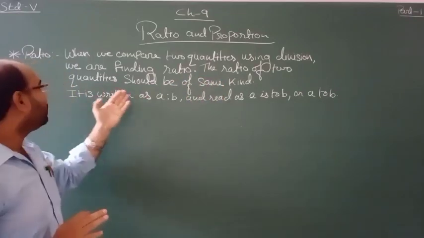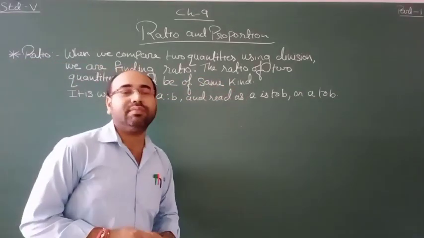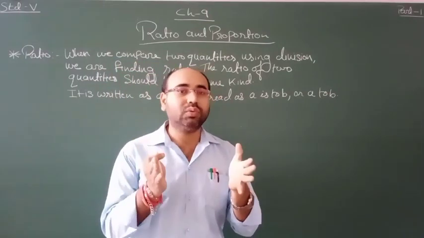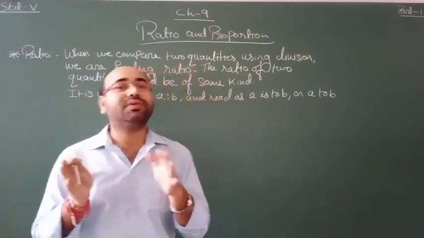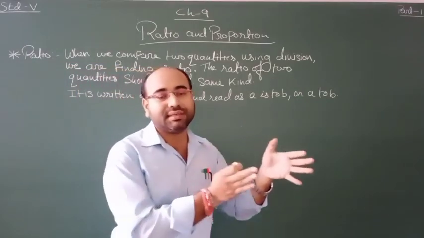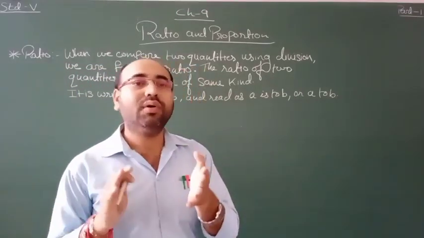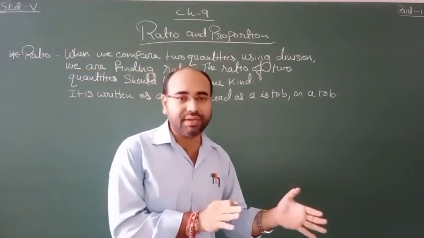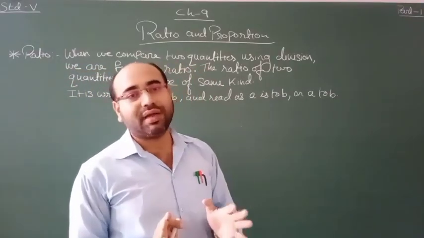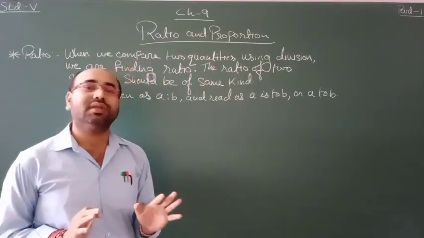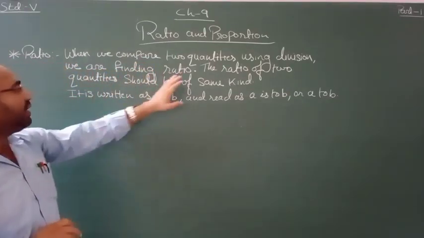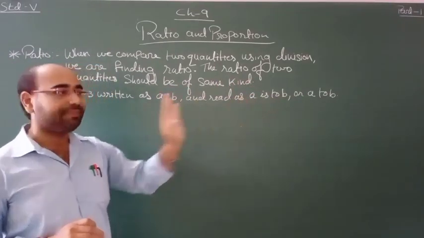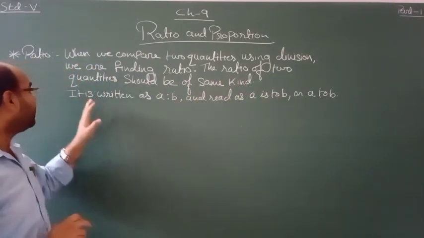The ratio of two quantities should be of same kind. जिसको भी हम कंपेयर कर रहे हैं, whatever two things we are comparing should be of same kind. फिर ऐसा नहीं एक का मार्क्स लिया दूसरे का हाइट लिया, no. Marks then marks, height then height, weight then both should be weight. It should be of same kind, otherwise we cannot find out the ratio. That's why the ratio of two quantities should be of same kind. That is the most important thing.